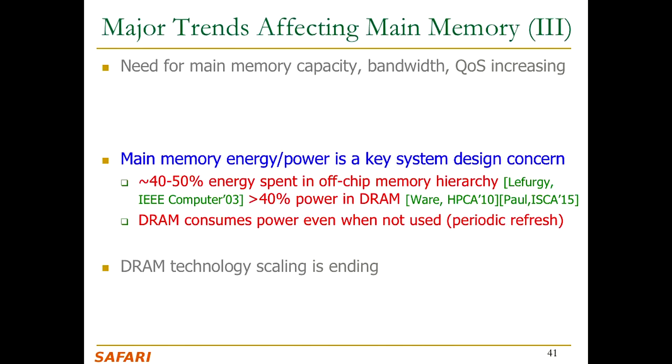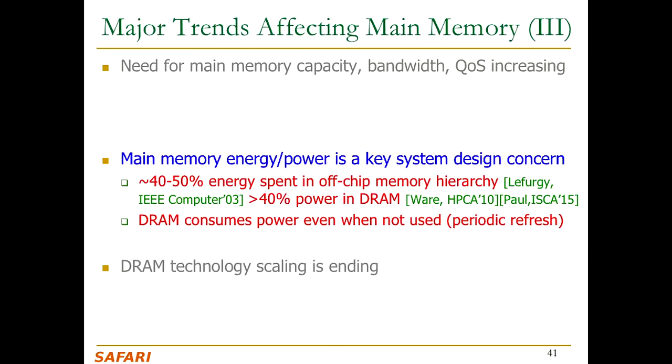Okay, let's talk about energy and power as well. We briefly looked into it, but let me give you the system perspective. This was a paper written by IBM in 2003, where they showed in their big iron servers, big data center servers, about 40 to 50% of the energy is spent on the off-chip memory hierarchy. Now, fast forward, 2010, another IBM paper on Power 8, they show that more than 40% of the power is in DRAM. In a GPU, more than 40% of the power is in DRAM.